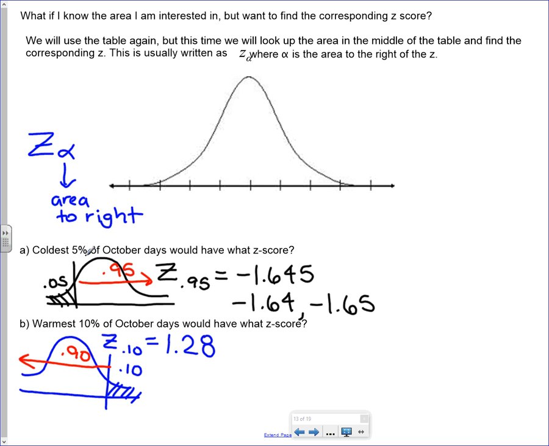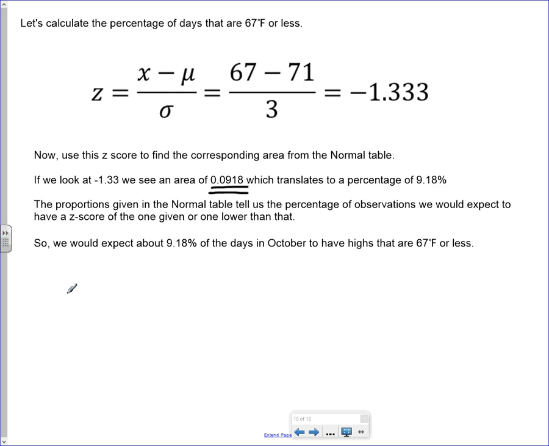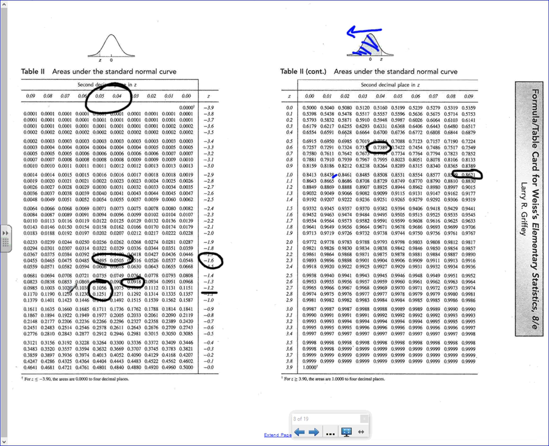So if we want to know the coldest 5% of October days, that would actually be notated as Z sub 0.95 because that's the 95% above that. Okay, 5% is below, 95 is above. So if I was to look this up, I would look up the 0.05 in my chart. Now I'm going to look it up differently. This time I'm looking for 0.05 in the middle here because now I actually have the area and I'm trying to find the Z that it relates to. Okay, so I want to look for something close to 0.05.